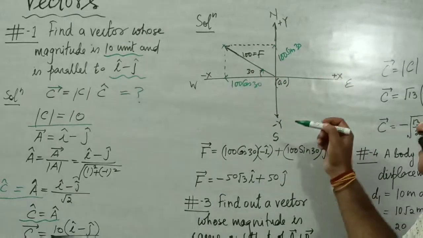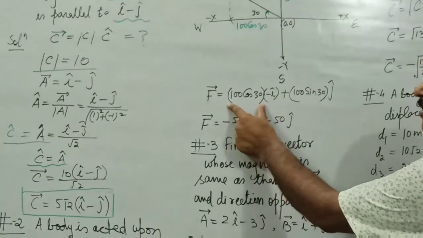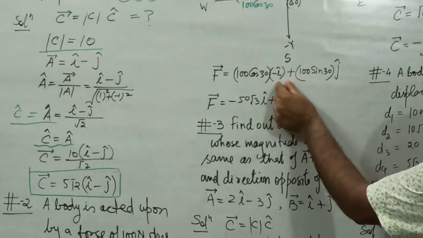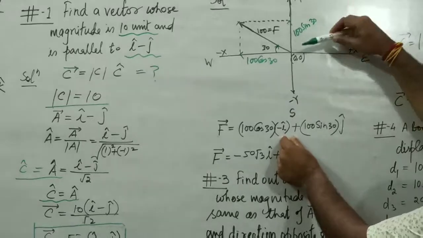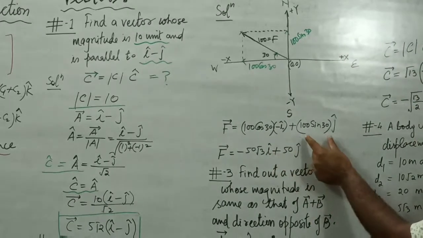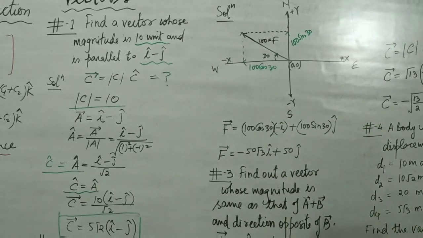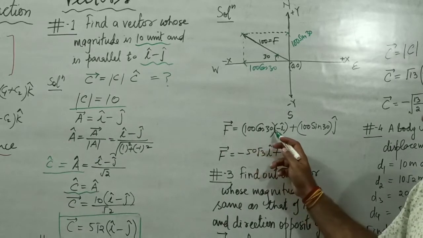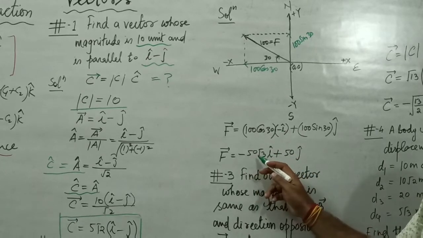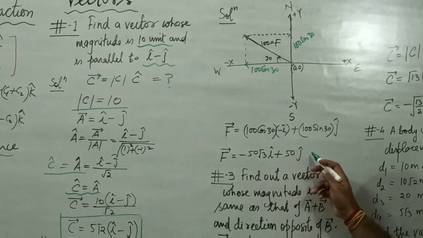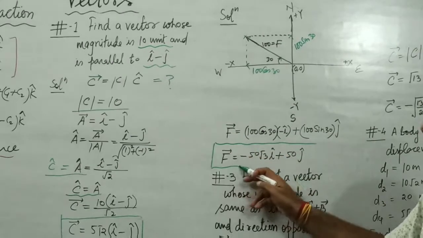So what is this force vector? This force vector consists of its intercept 100 cos 30 along negative x-axis, minus i cap, and it contains 100 sine 30 as intercept along positive y-axis, so this is 100 sine 30 into j cap. J cap means positive y-axis. So what is the vector? Cos 30 is root 3 by 2, so it is minus 50 root 3 i cap plus 50 j cap. So this is the requisite force vector as asked in the question.